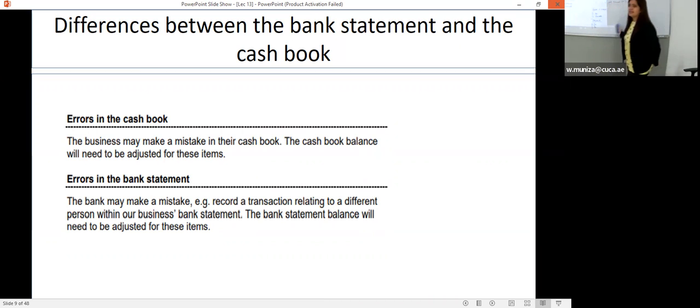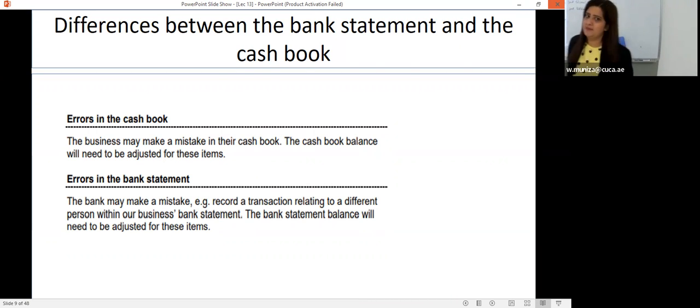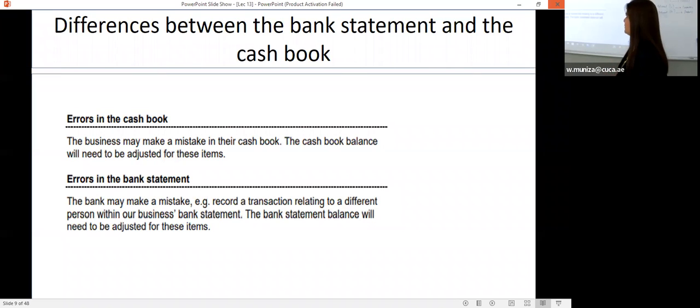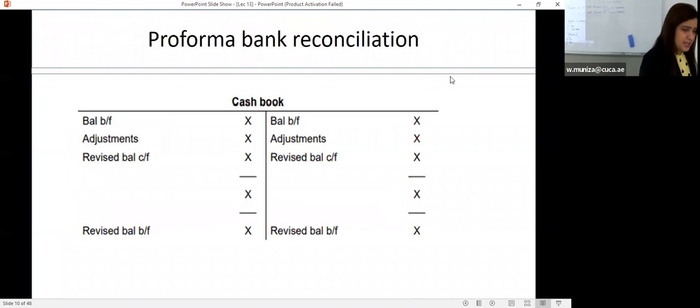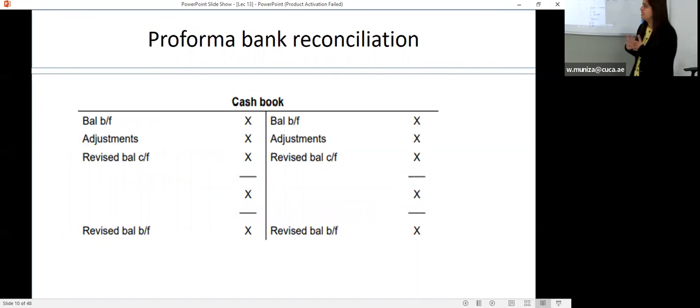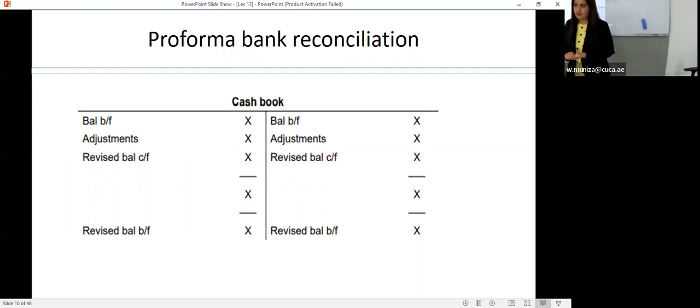Now, students, the third category of differences can be due to errors. If the errors are in the cash book, you have to adjust your cash book. If the errors are in the bank statement, then the bank statement has to be adjusted. So the business may make a mistake in their cash book. The cash book balance will need to be adjusted for these items. Errors in the bank statement: the bank may make a mistake, for example recording a transaction relating to a different person in our business bank account. The bank statement balance will need to be adjusted for these items. So simply, if errors are made in the cash book, it has to be adjusted. If errors are made in the bank statement, then the bank statement has to be adjusted.